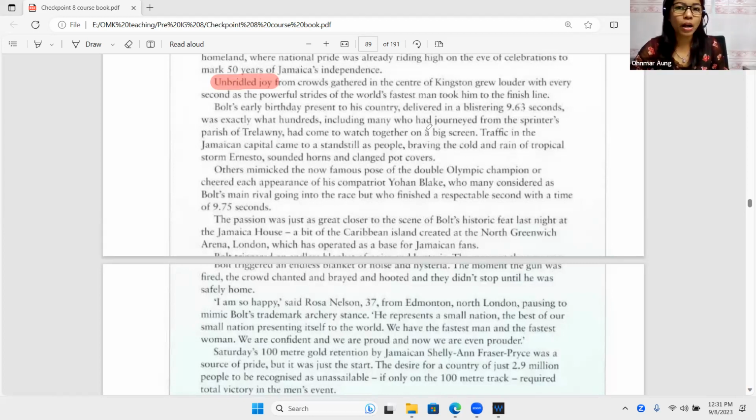That paragraph shows how the people cheered him because of his victory, by sounding horns and clanging pot covers. Here you could describe how people cheer for the one who is successful. So you could learn here.